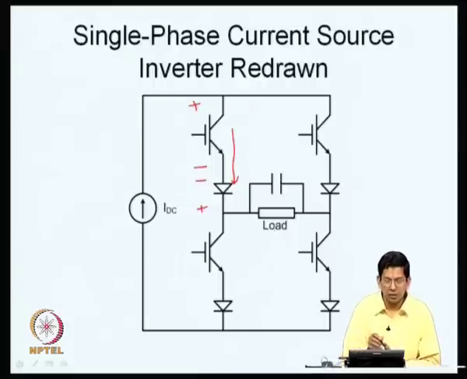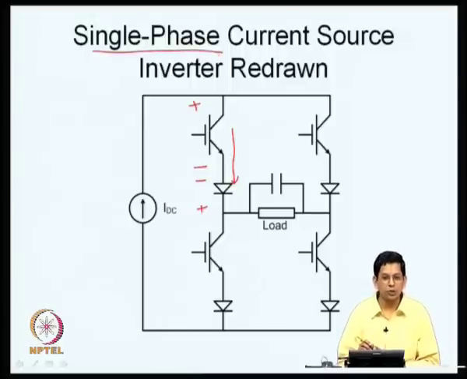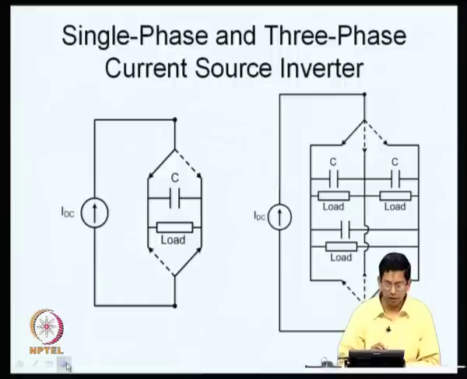If you want, this is a single phase current source inverter. If you want a 3-phase current source inverter, all that you need to do is draw one more leg like this, and let us call these R, Y and B. Between Y and B also you have capacitance, between R and B also you have capacitance, and you have loads connected across them. There is a little more about single phase and 3-phase current source inverters.